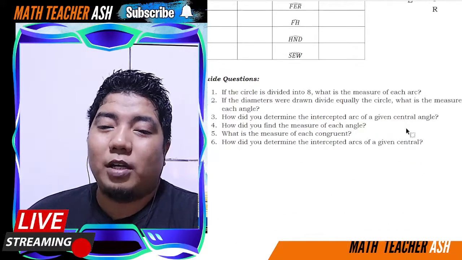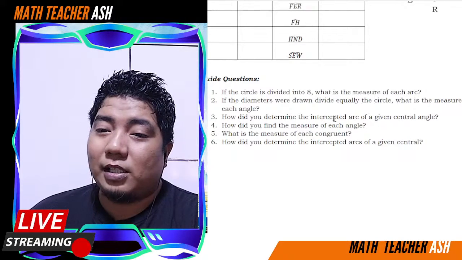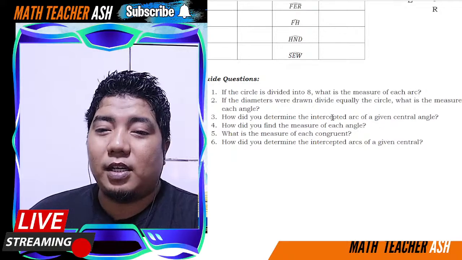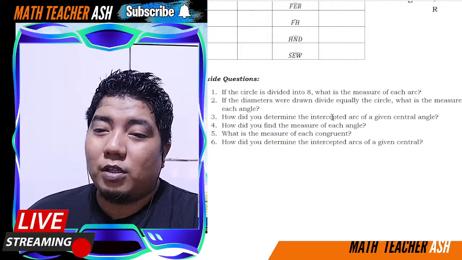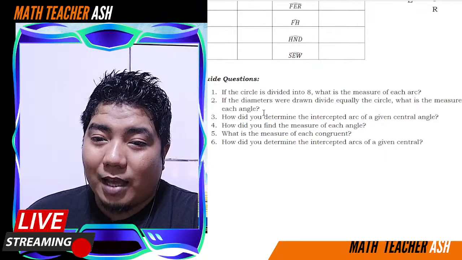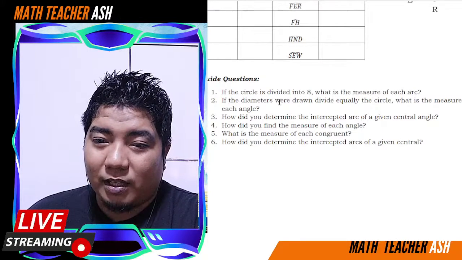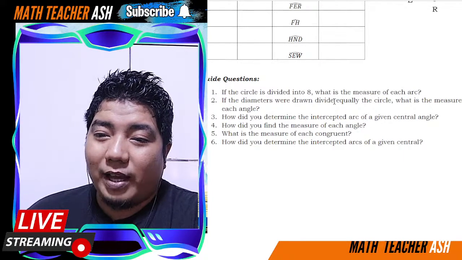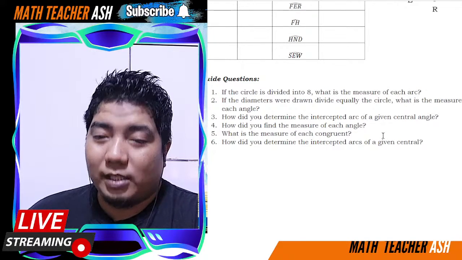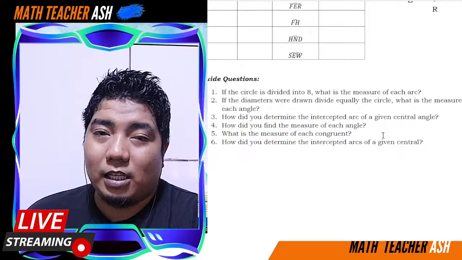Okay? In terms of the relationship between the intercepted arc and the central angle. Okay, so here are the guide questions. If the circle is divided into 8, what is the measurement of each arc? Of course, that is 45 degrees. If the diameters were drawn divide equally the circle, what is the measurement of each angle? So, ganun pa rin. The same pa rin ang angle, that is 45 degrees.